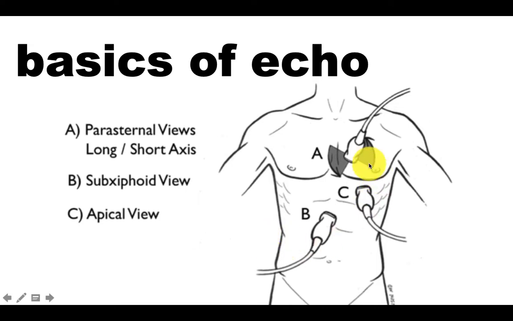The first 2 are the parasternal views. Those are obtained on the anterior chest wall, both the parasternal long and the parasternal short view. The next is the subxiphoid view, which is obtained in the upper abdomen, looking upwards at the heart. And the last is the apical 4-chamber view, and we'll cover each of these now.